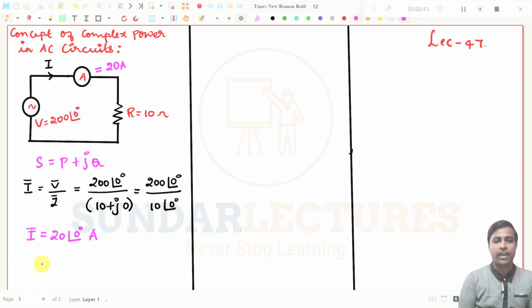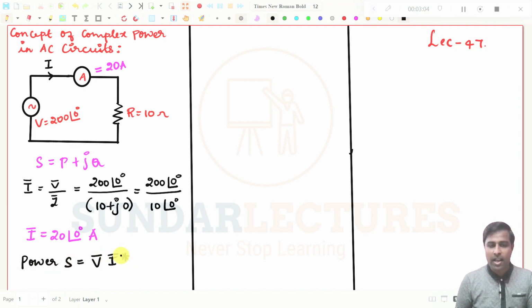And if you want to find the power, I mean the apparent power, S is equal to V bar into I bar star. This star represents the complex conjugate of the particular phasor, which means I need to take the complex conjugate of I here. I will tell you why we need to take the complex conjugate a bit later. First, we need to find the current here.